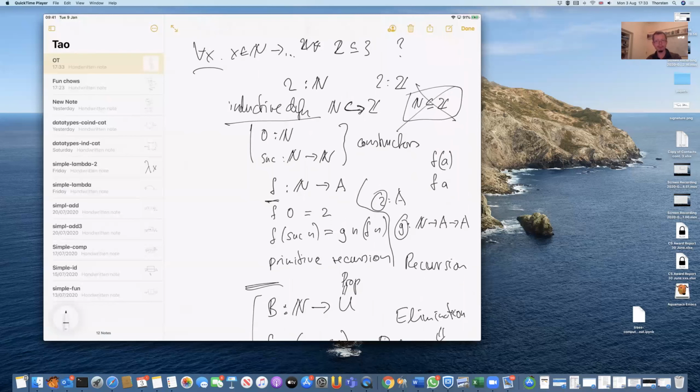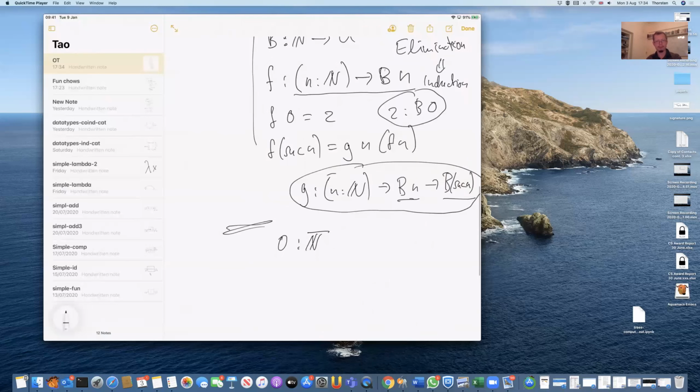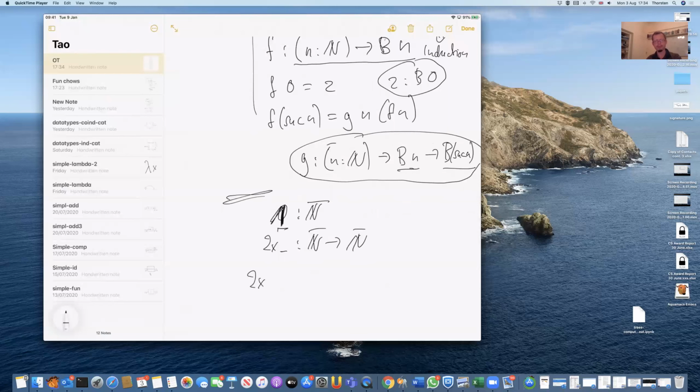So another natural definition would be, I just use the same symbol, so zero is N, let's call it N bar. And then there is an operation two times, which is an operation from the natural numbers. And two times plus one is also an operation. Here's a little bit of a mismatch, I'm shifting. I have to add zero extra, otherwise it doesn't work. But that's a detail.